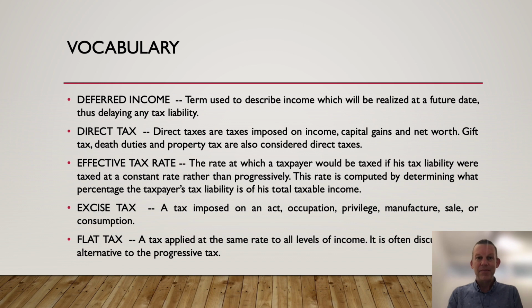Direct taxes. These are what we pay annually. These are income taxes, capital gains taxes, and sometimes in some countries, taxes on a person's net worth. Things like gift taxes, death taxes, and property taxes are also direct taxes.